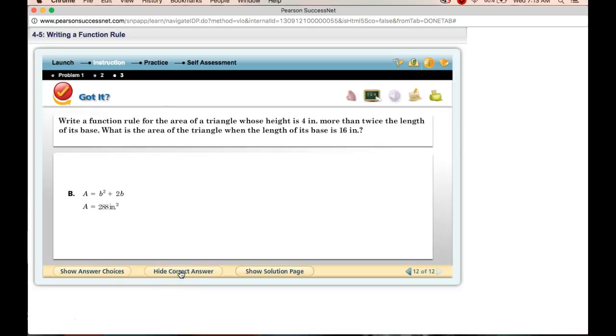Here's your formula. A equals b squared plus 2b. Remember, it's a triangle, so it's 1/2 base times height. Area equals then 288 square inches if you're substituting 16 in for the base, because then the height would be 20. Right? The rate of function rule, 4 inches more than twice the length of its base. Okay, I see. Alright, so maybe we spend a little bit of time here on this one.